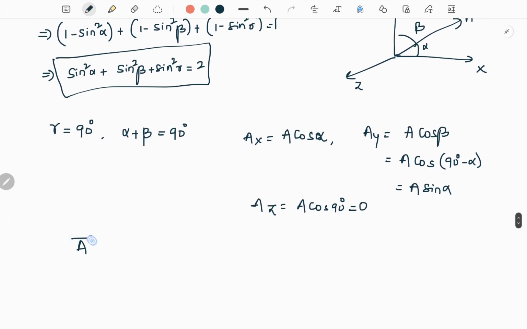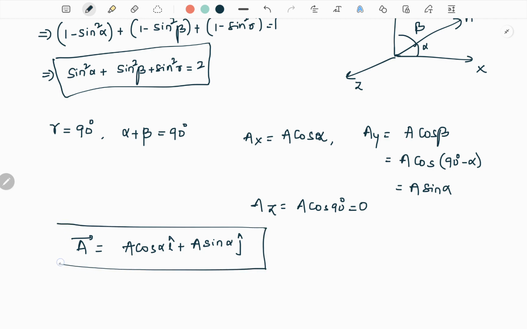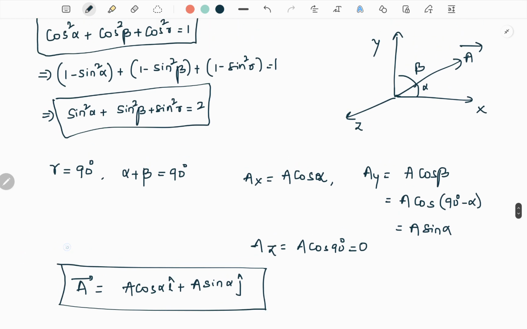Okay, so we can basically write this vector. In this case, a bar is equal to the x component, which can be written as a cos alpha i cap, and the y component can be written as a sin alpha j cap. Here see that since it was making an angle alpha with the x axis, we got the x component to be the cos component, whereas the sin component is the y component.